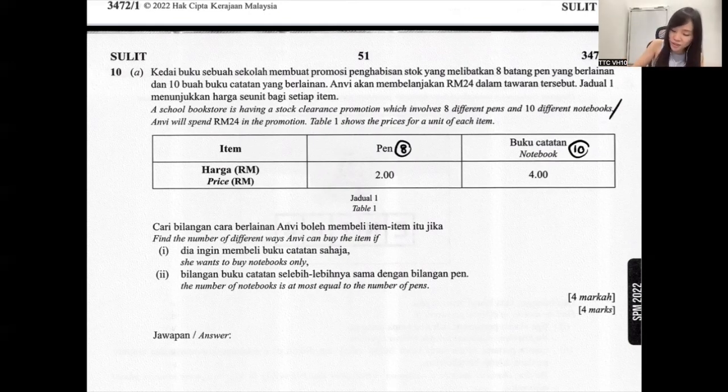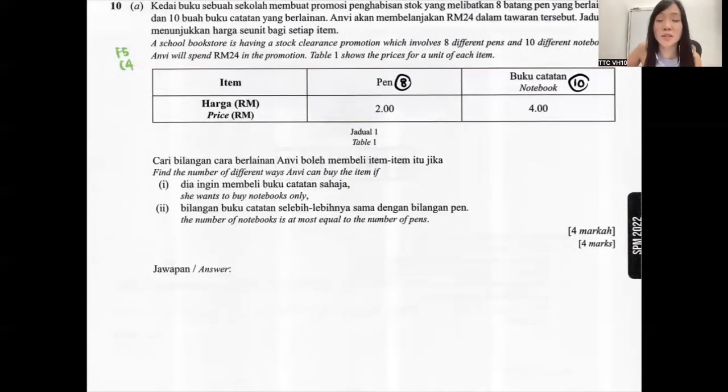Guys, you should know. It's under Form 5, Chapter 4. That chapter is called what? Permutation and combination. How do you straight away know? Whenever they say find the different ways, how many ways, it is Form 5, Chapter 4. How many probability is Form 5, Chapter 5, okay? So they say, find the number of different ways MD can buy the item.